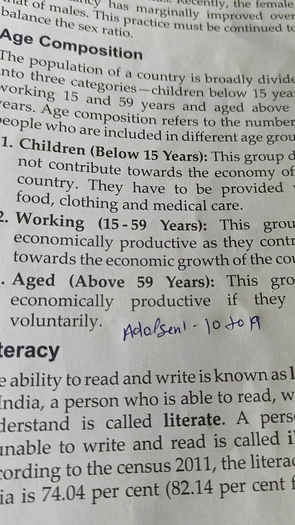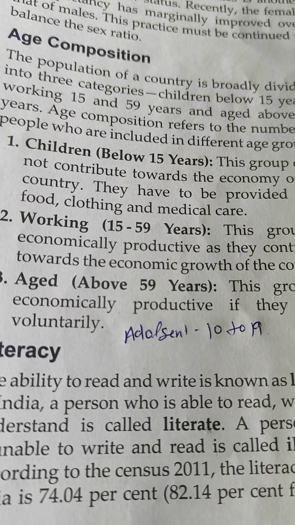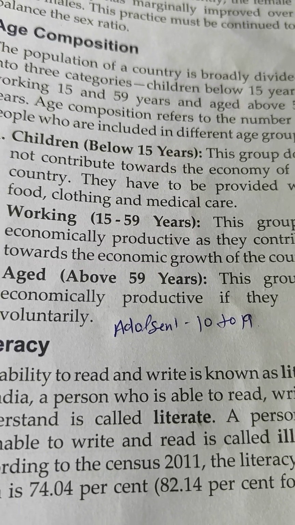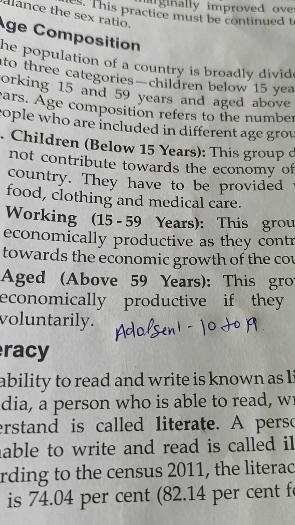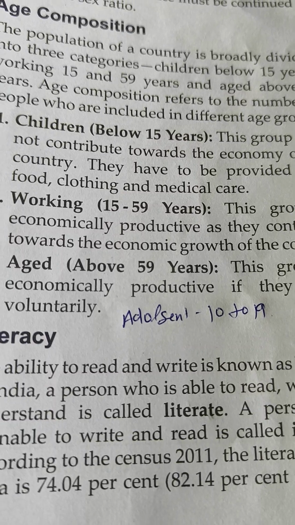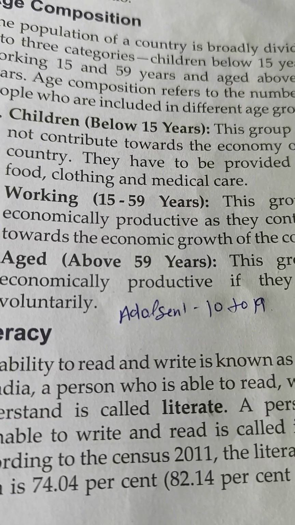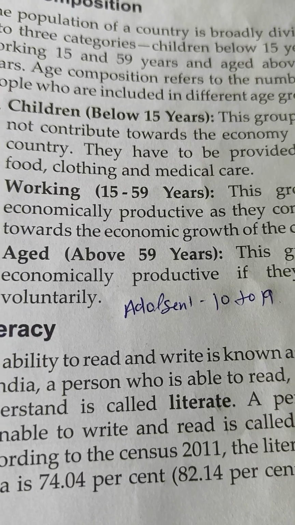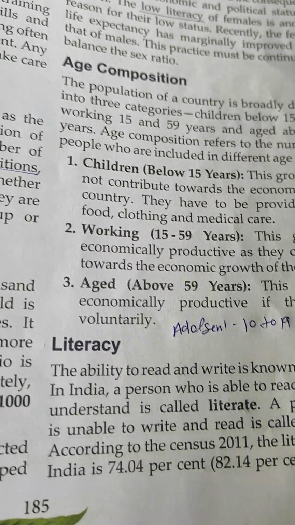After 2001, one more group was identified, adolescents, 10 to 19, who are called the required group. If we complete the needs of this group, we make a good human resource for our country.